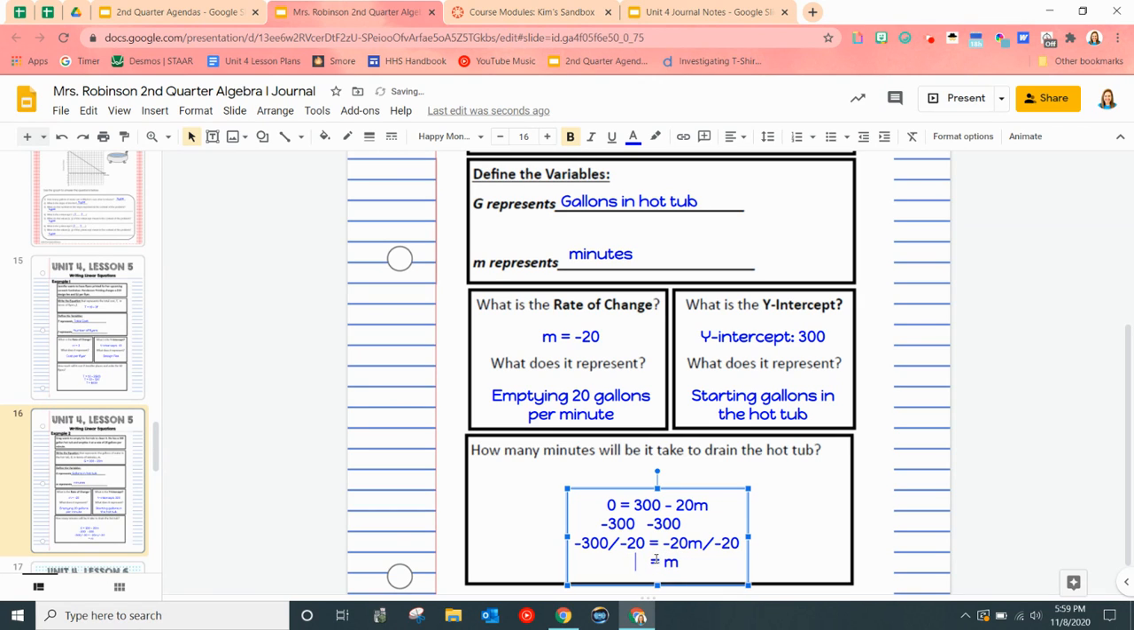Well, now I need to figure out what is negative 300 divided by negative 20. Well, I know a negative divided by a negative is a positive. And 300 divided by 20, I believe, is 15. So it must have taken how many minutes? Must have taken 15 minutes to drain the hot tub just by solving that equation.